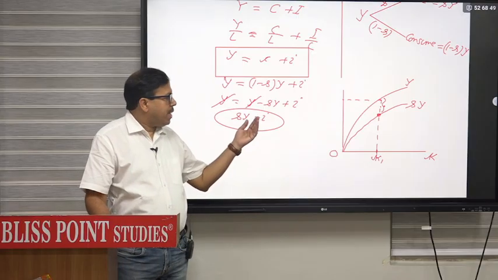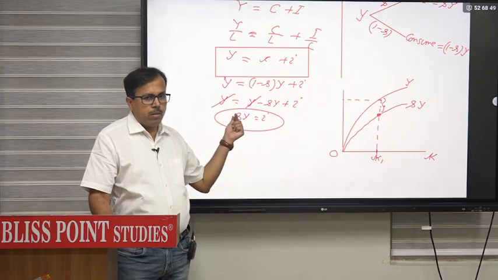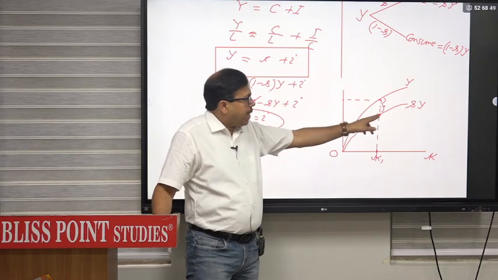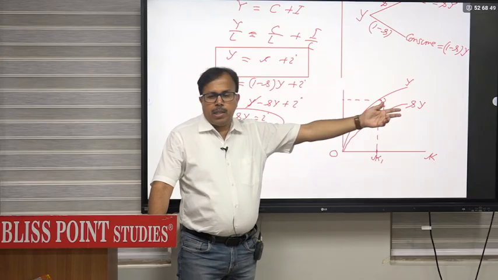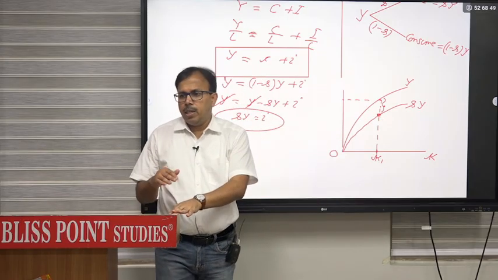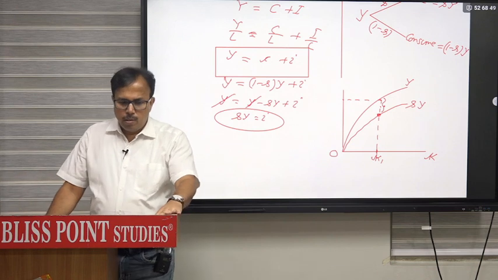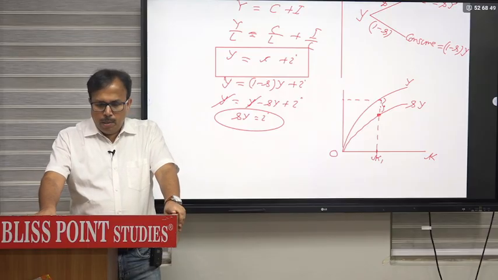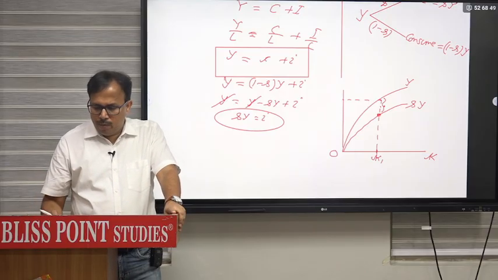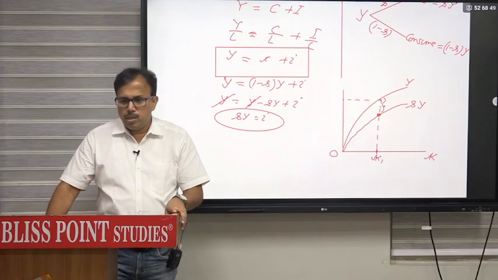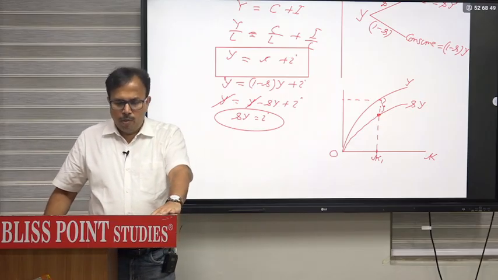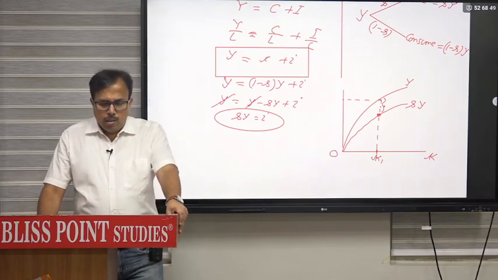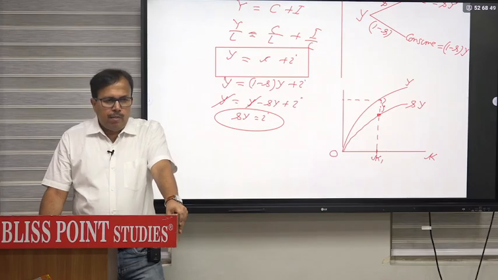That means whenever I say plot investment, you can write saving. This line can be interpreted as the line of saving also, as the line of investment also. Saving equal to investment. It means savings per capita will be equal to investment per capita.